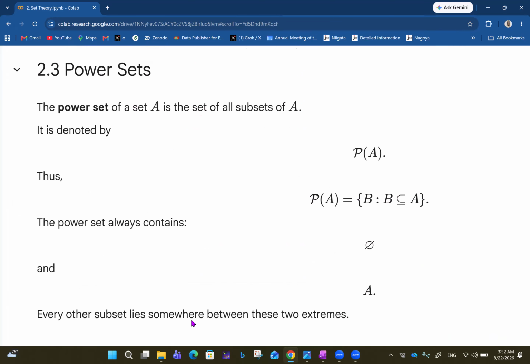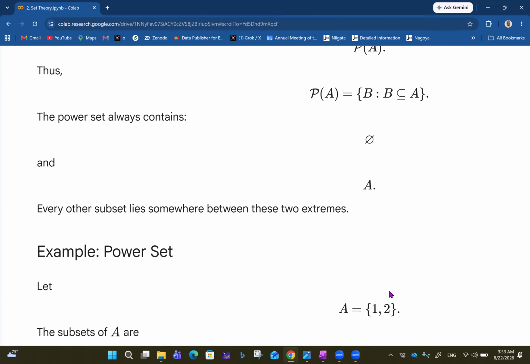Then we have power sets. Now, this is another concept. The power set of a set A is the set of all subsets of A. So every possible subset of a set you can get forms the power set. It is denoted by P of A. Thus, P of A is the collection of all B such that B is a subset of A. The power set always contains the empty set and the set itself. So these two are automatic members of the power set, and every other subset lies somewhere between these two extremes. That's what a power set is.